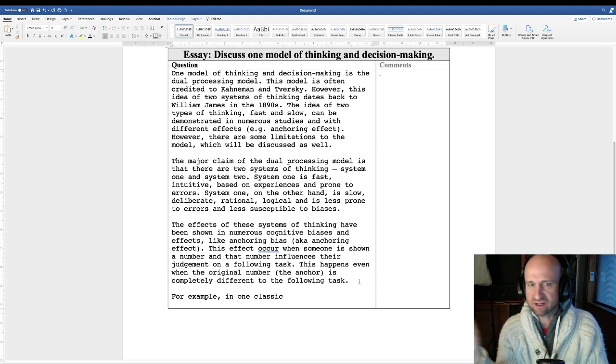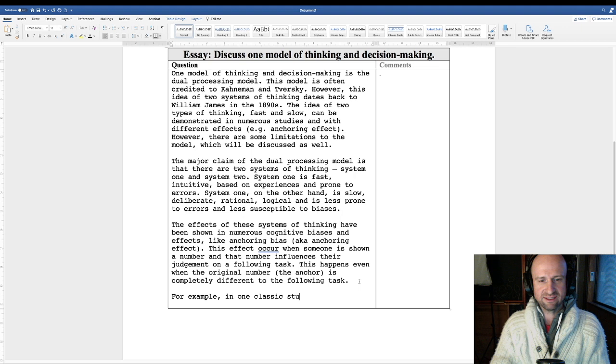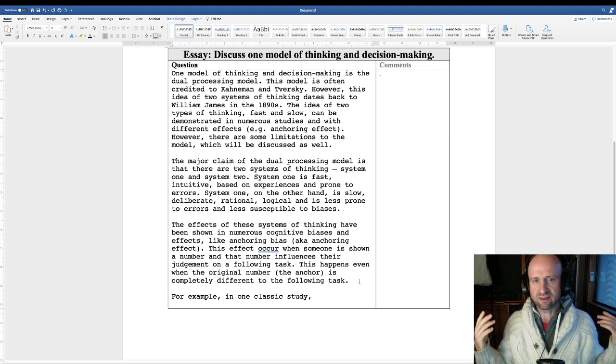Loftus and Palmer's is a classic study. Bransford and Johnson is a classic study. Radke, Passamonte, some of those newer ones aren't classics yet, right? So anyway, in one classic study, the one that I remember, the Gandhi study. Now I have to make sure that I spell Gandhi right because I'm prone to getting it wrong.